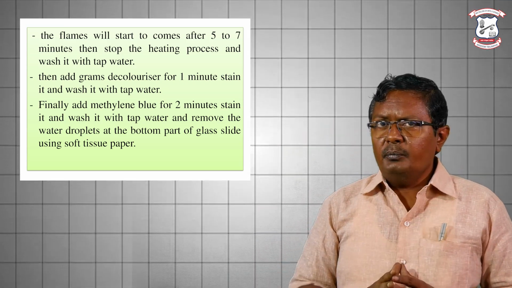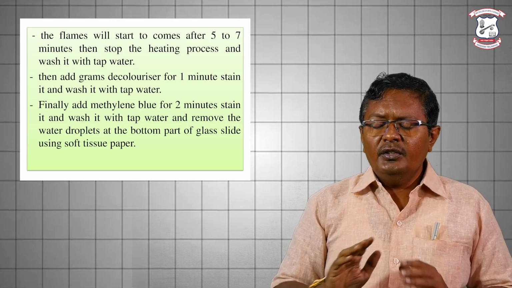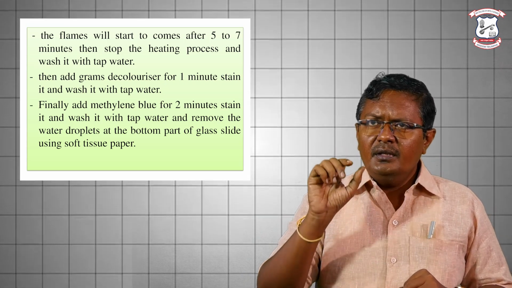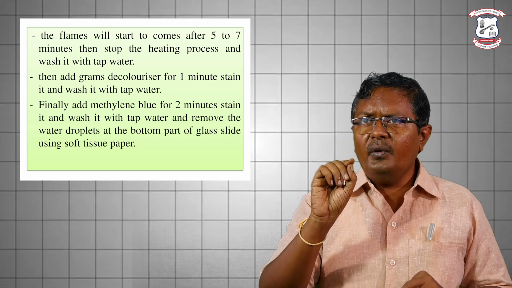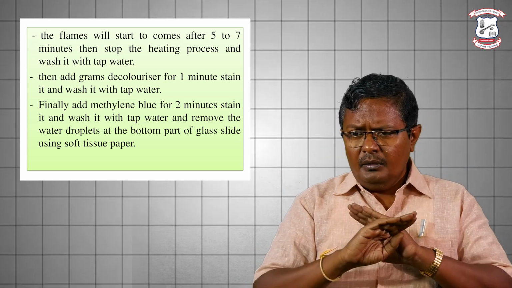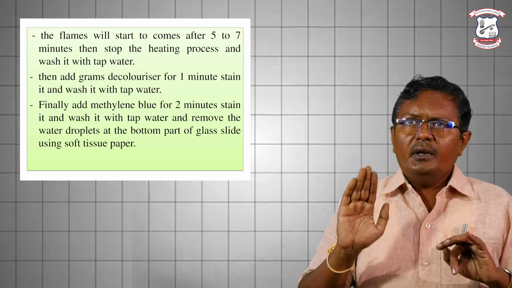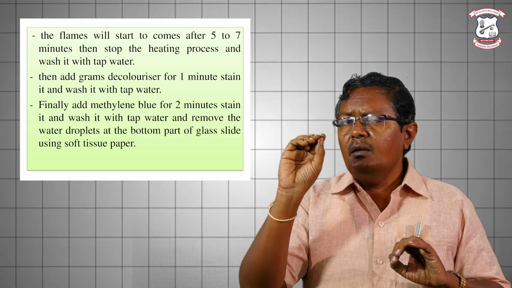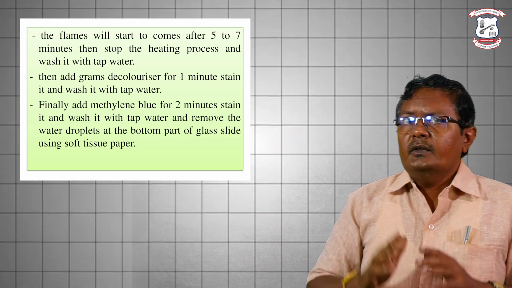The second reagent procedure. Then add gram decolorizer, which is a reagent. This is used for washing the mycolic acid, which is a strong acid present in the cell wall of the gram-positive bacteria, Mycobacterium tuberculosis. Add gram decolorizer for 1 minute. If you add it for 1 minute, then about 90% of this mycolic acid will be removed. Since it is very strong, add gram decolorizer for 1 minute on the culture, then wash it with tap water. So this process goes.